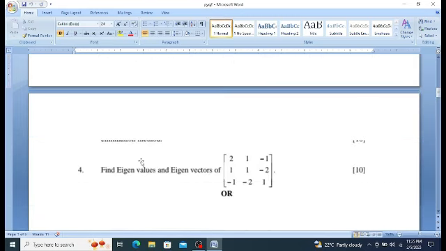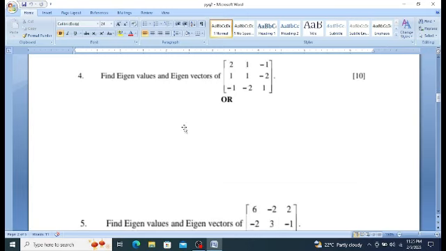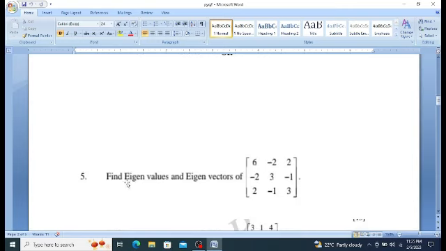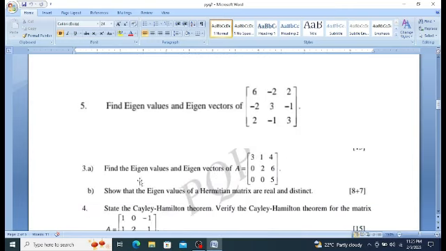And the next question we have here: find the eigenvalues and eigenvectors of this matrix. It is very easy to solve. Just solve the characteristic equation using a calculator and you will get the eigenvalues. Now take each eigenvalue, substitute in the characteristic matrix equation and you will get the eigenvectors for each eigenvalue. Next, we also have the same question: find eigenvalues and eigenvectors. Same for the third question: find eigenvalues and eigenvectors.